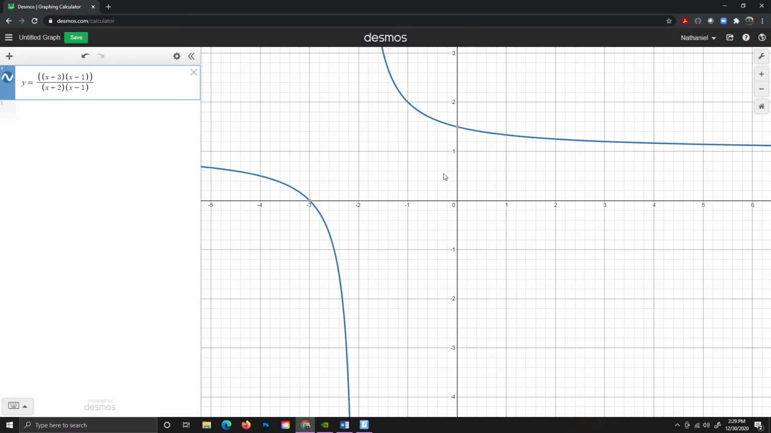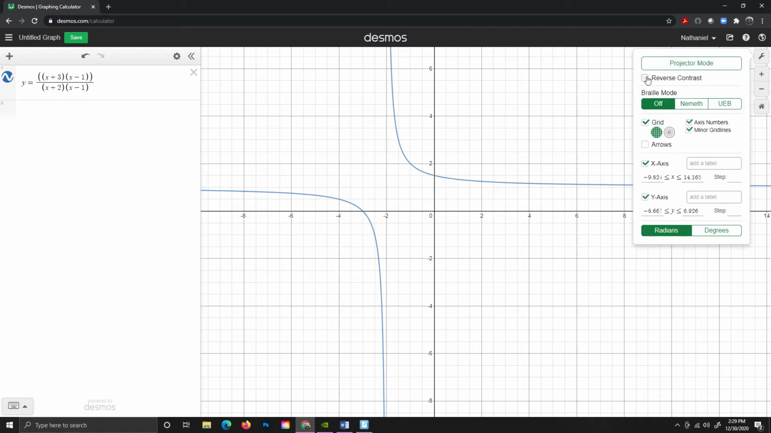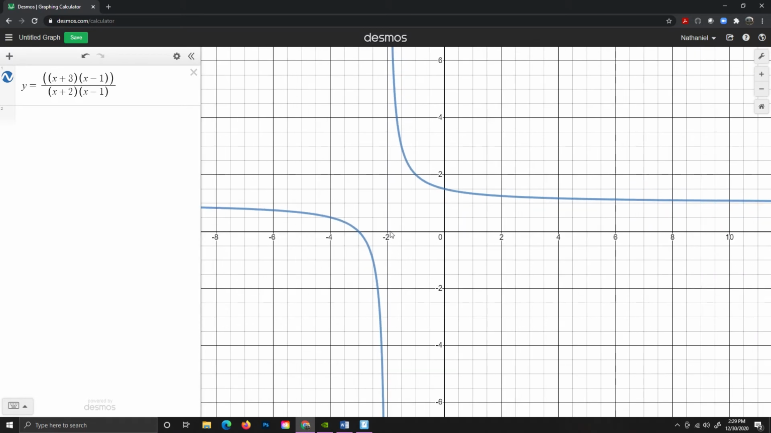So clearly, we can see that at x equals -2, we have an infinite discontinuity. But at 1, we should also have a division by 0. So if I go exactly to 1, you can see that it says that at 1 we have an undefined. So technically, even though Desmos doesn't show it, this is going to give us a removable discontinuity.